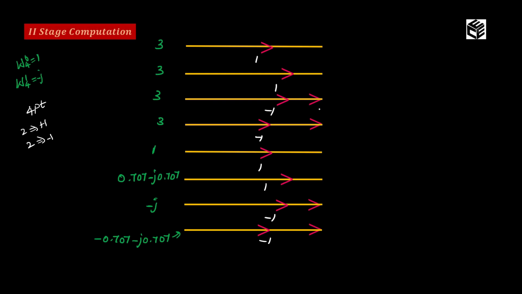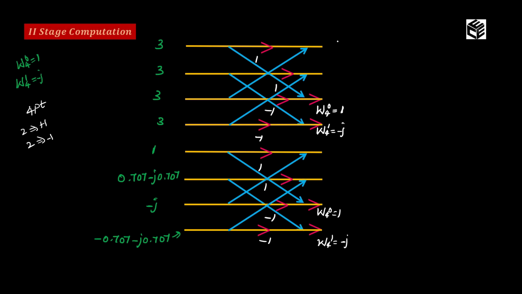Wherever there is -1, I am going to give the twiddle factor. W4 bar 0 is equal to 1, W4 bar 1 is equal to minus J. Okay, now I am going to connect the crossed lines for the first and second part.